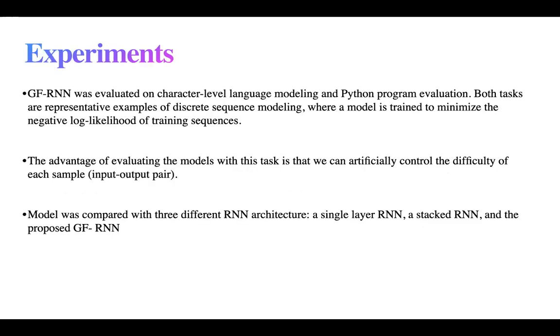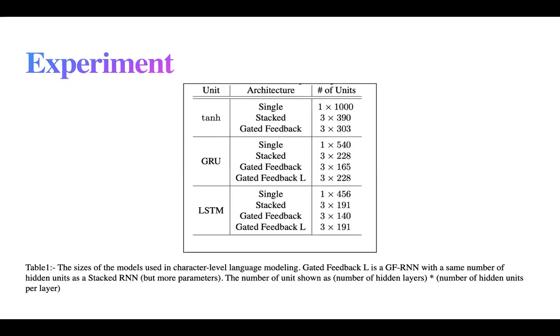GFRNN is evaluated on character-level language modeling and Python program evaluation. Both tasks are representative examples of discrete sequence modeling, where the model is trained to minimize the negative log likelihood of training sequences. The advantage of evaluating the model with these tasks is that we can artificially control the difficulty of each input. The model was compared with 3 different RNN architectures: a single-layer RNN, a stacked RNN, and the proposed GFRNN. In the experiment, 3 different units, tanh, GRU, and LSTM, were used.